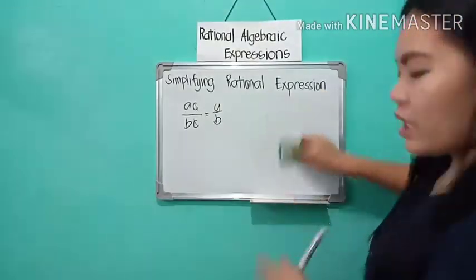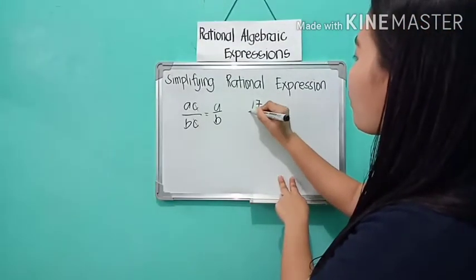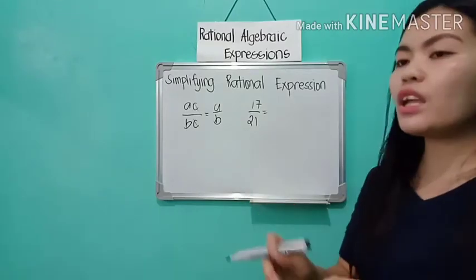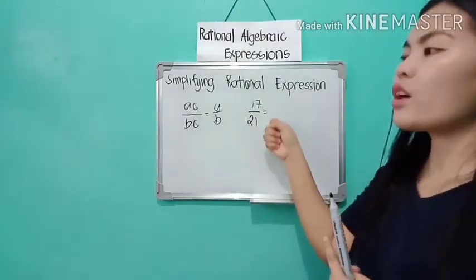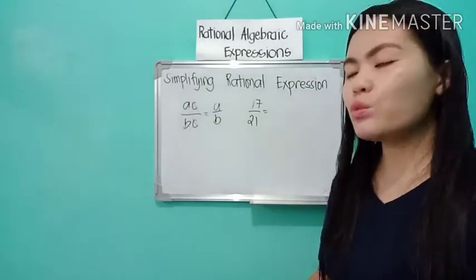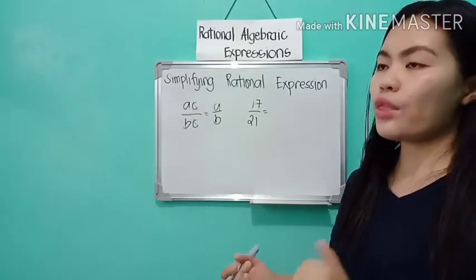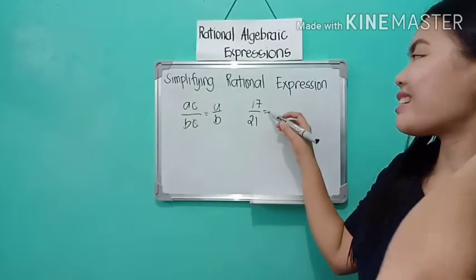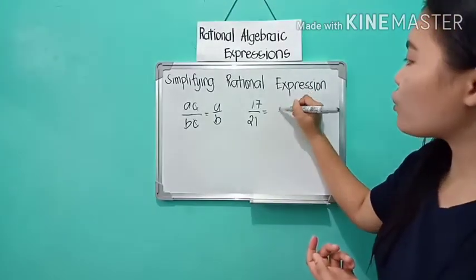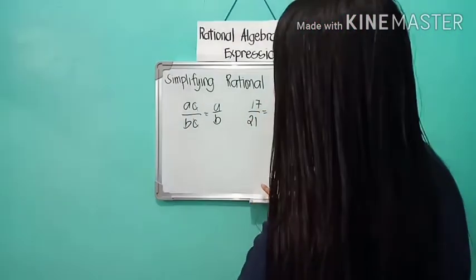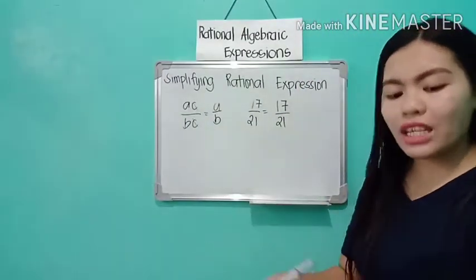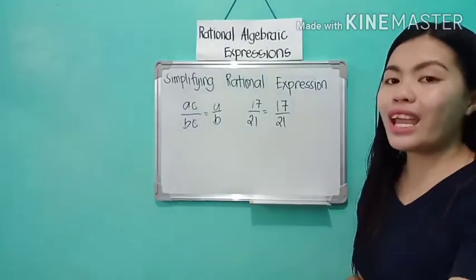Another example: we have here 17 over 21, or 17 divided by 21. Do you see any common factor of 17 and 21? 17 is a prime number, which has factors of itself and 1, and 21 is 3 times 7, or 21 times 1. So it means that there is no common factor of these two. So we can say that 17 over 21 is the simplest form. Kumbaga, yun na yung last, wala na siyang lowest term. It is because they don't have any common factor.